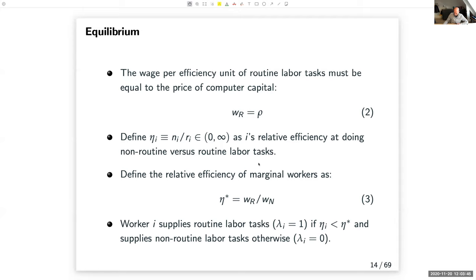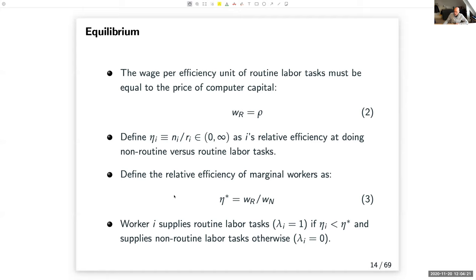And so individuals with a very low eta I will have a comparative advantage in doing routine labor tasks, and individuals with a very high eta I have a comparative advantage in doing non-routine labor tasks. Also note that I'm saying comparative advantage because it's your relative endowment that matters, not your absolute level of endowment. So this is capturing comparative advantage and sorting based on comparative advantage, not absolute advantage.